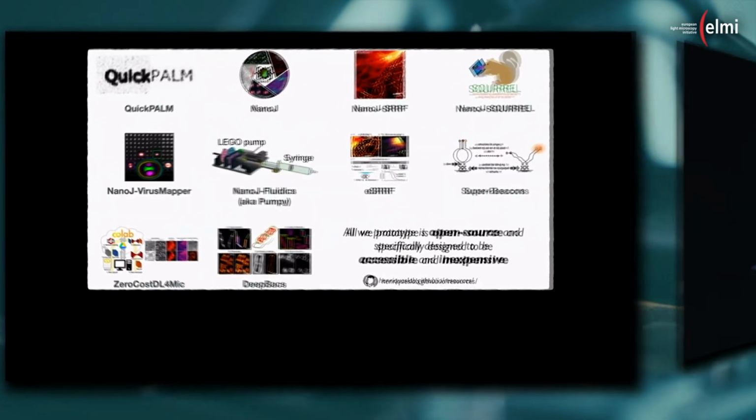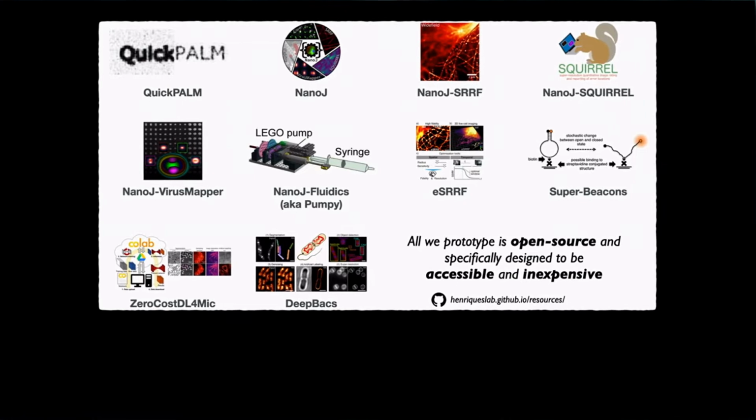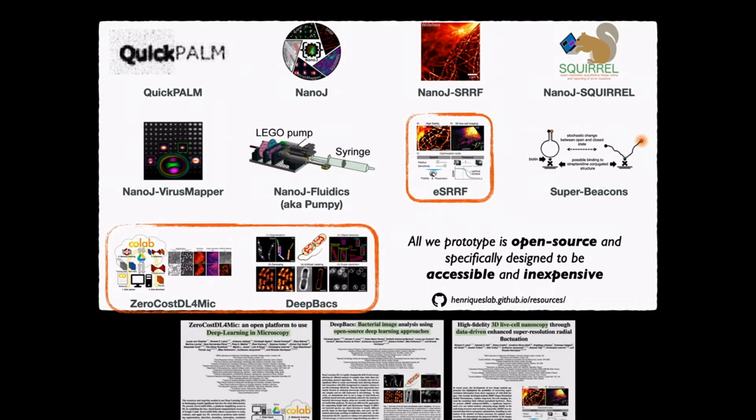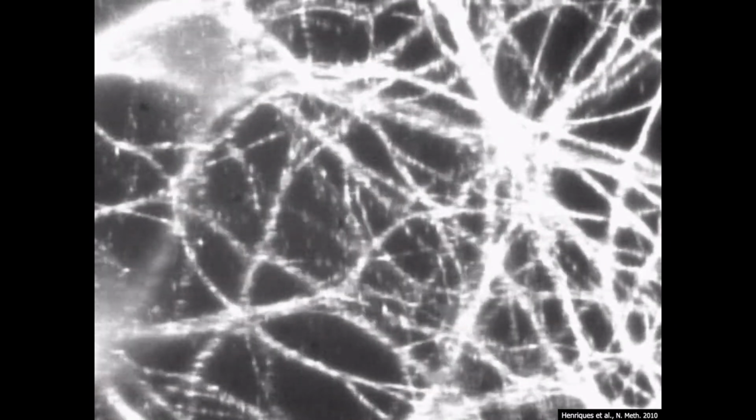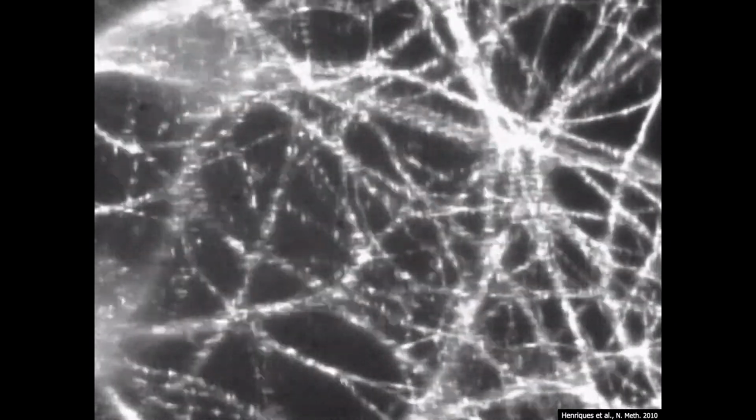So we've created a library of many methods for microscopy. Most of them are computational in nature, and most of them are dedicated to super-resolution microscopy. And I'm going to just touch on 3 today. I'm going to tell you about eSRRF, the new evolution of SRRF. And I'm going to also tell you a little bit about what we've been doing with machine learning. So let me start with eSRRF.